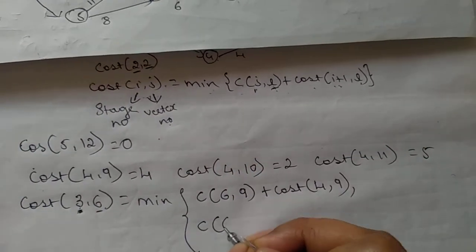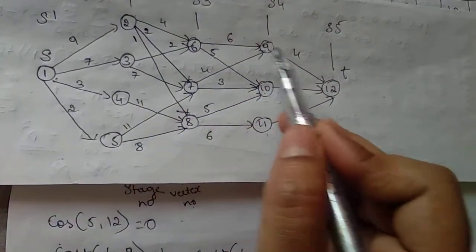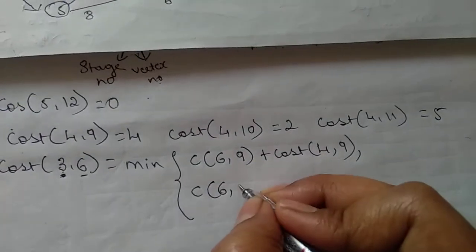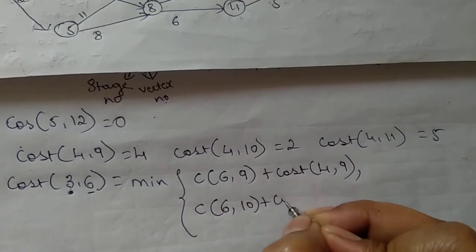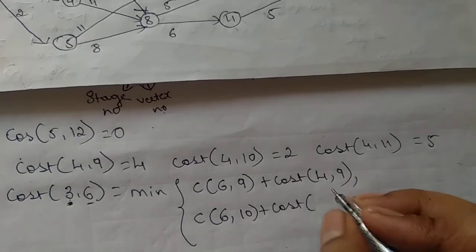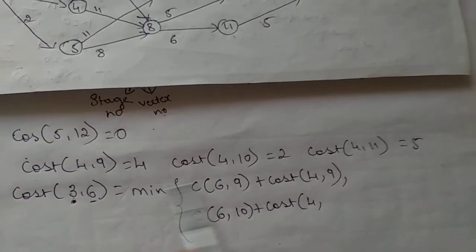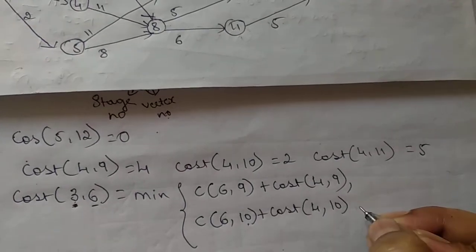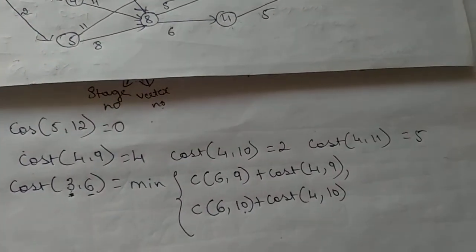In the same way, comma C of J, that is 6 itself, but the next vertex is 10, because from 6 we have two edges, towards 9 and towards 10. So 6, comma 10, plus cost of I plus 1, which remains 4, but L is 10, so 4, comma 10.